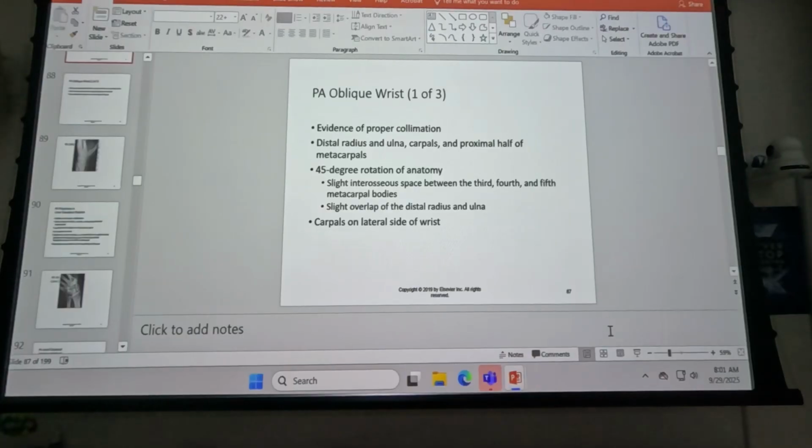I'll remind you that we're only going to test you on the views that we have either covered in here or in the lab. We've still got a couple of things to talk about in the wrist. The last thing we talked about was the oblique and the lateral wrist on page 178. If you go just a few pages further, you'll see there's a specialty view for trapezium, and we're not going to cover it.